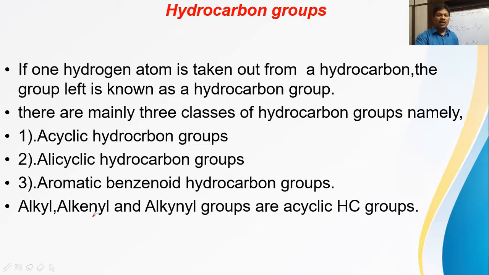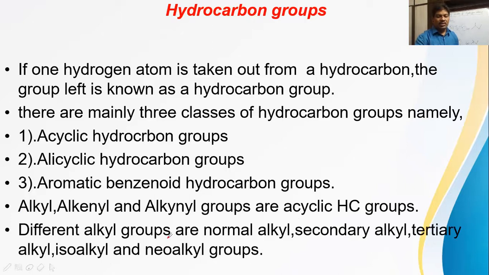Alkene minus one hydrogen is alkenyl. Alkane minus one hydrogen is alkyl. So different types of groups of which type here? Acyclic hydrocarbon groups. Acyclic means non-cyclic. And different alkyl groups. Different alkyl groups are the normal alkyl group. Normal alkyl group is represented as small n. N-pentane we say, n-butane, small n hyphen. The small n indicates what here? Normal. So n-pentane, n-butane, n-hexane, these all come under normal alkyl groups.